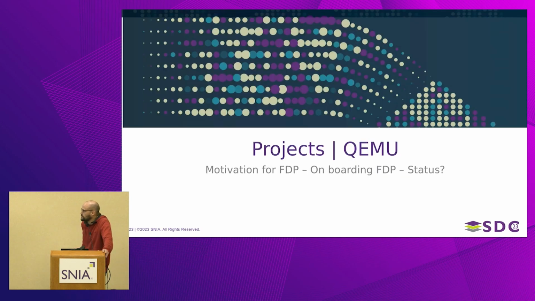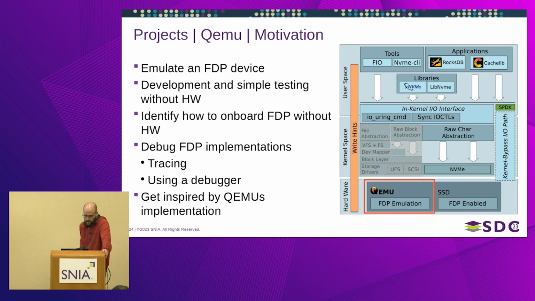Okie dokie. So we continue with QEMU, and again, I think all of us kind of know what QEMU is. Emulate, and I think it's obvious the motivation is to emulate an FTP device without actually having an FTP device. You don't have to go and buy a device to do your testing. So that's I think the main motivation.